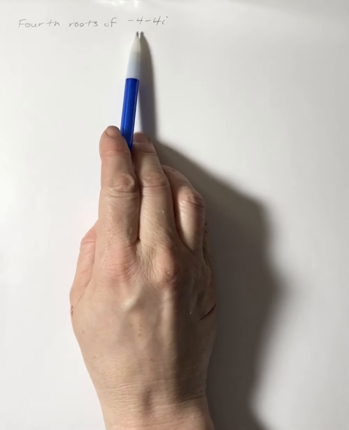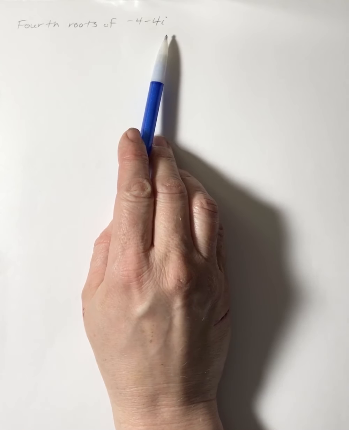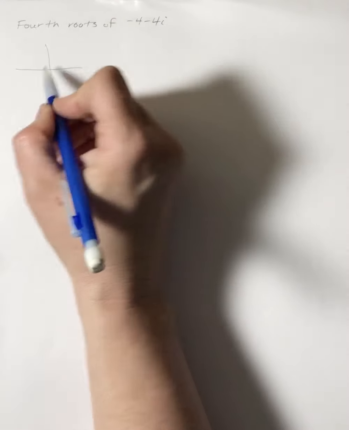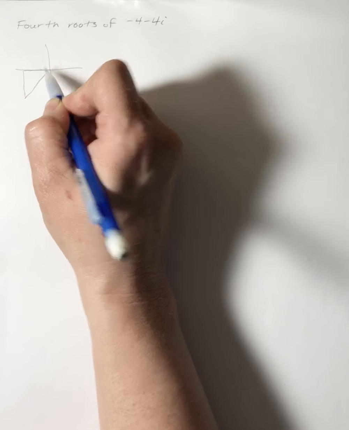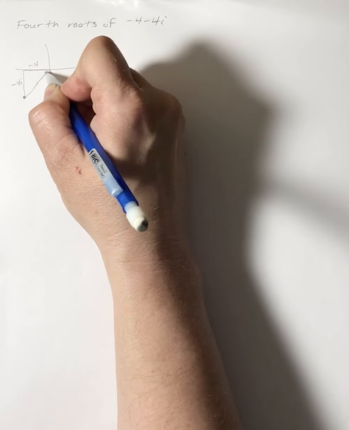4th root of -4 minus 4i. All right, and I'm also going to show you a visual as we do this. So -4 minus 4i puts us right here, okay?